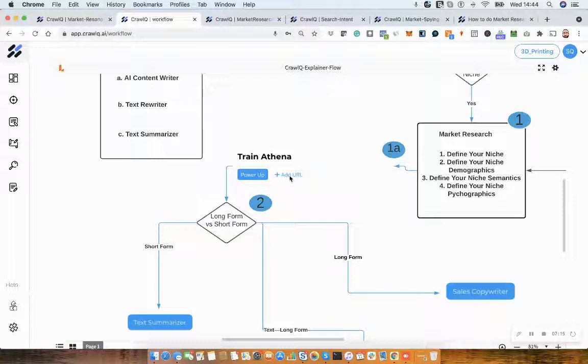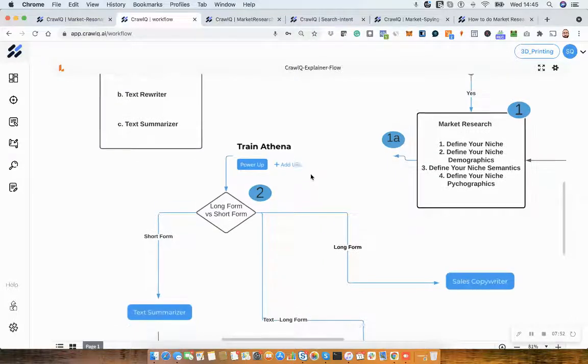So what we mean by training Athena is that Athena is really taking some inputs that you provide from external sources, and these inputs are processed into insights, and these insights are further used during the content creation process in your market research, in your blog content, in your sales copywriting. So this is a very powerful part of CrawlQ, where you give it external sources, and from these external sources they are turned into powerful insights, powerful stories, and compelling answers that form part of your content creation process.